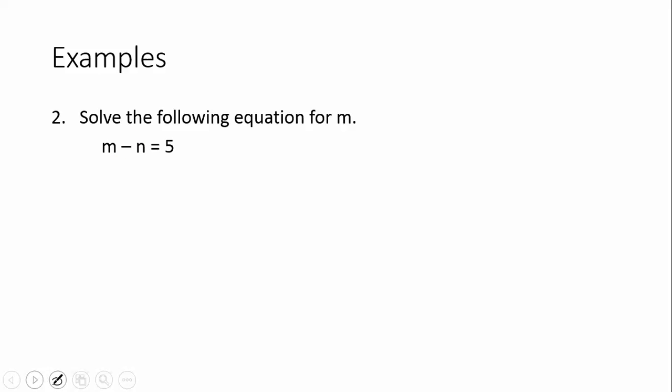Here, solve the following equation for m. See the variable m? Right now it has an n being subtracted from it. So what's the opposite of subtracting n? The inverse operation would be adding n. So we need to add n to both sides. What happens on the left is that the n's cancel out, and we're just left with m equals, when we add n to 5, it's just 5 plus n. Since we don't know what n is, we can't actually add it to the 5, we just tack it on to the back. So we've solved the equation for m: m equals 5 plus n.